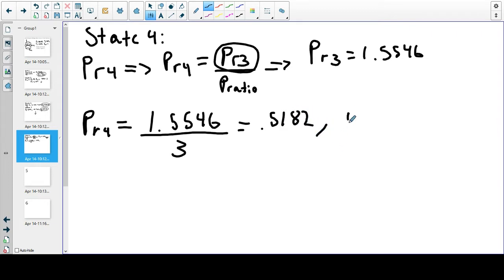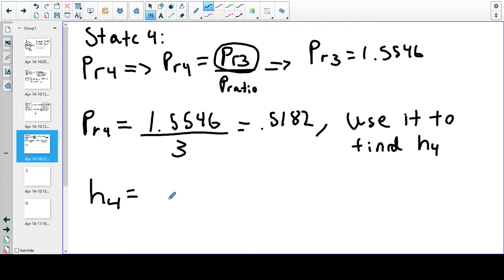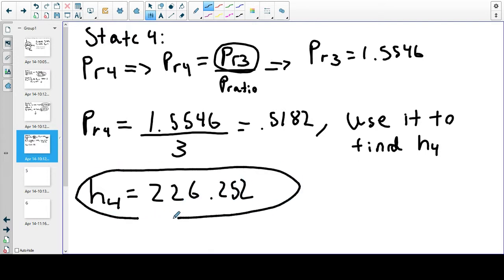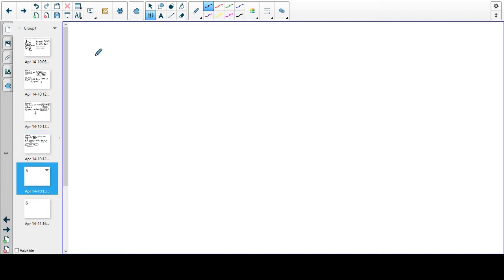Basically, it doesn't matter which way you write your PR4 over PR3 or PR3 over PR4, as long as you know that the pressure drops. You know that your PR value at 4 cannot be greater than the PR value at 3. But if it's a compressor, it's the other way around. PR2 has to be greater than PR1. And using that PR4 value, you get an enthalpy of 226. Now I move on to the solution.